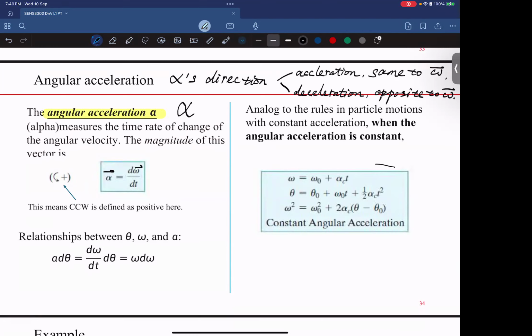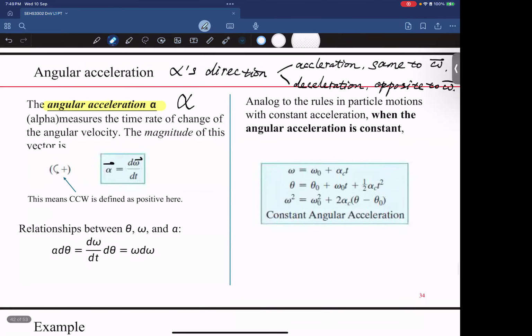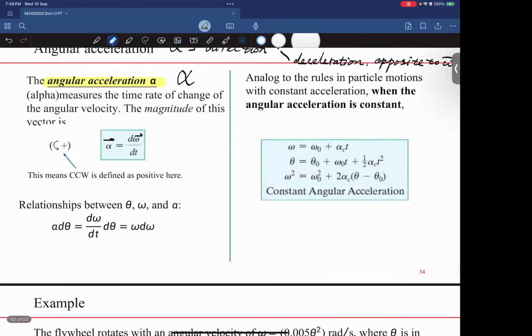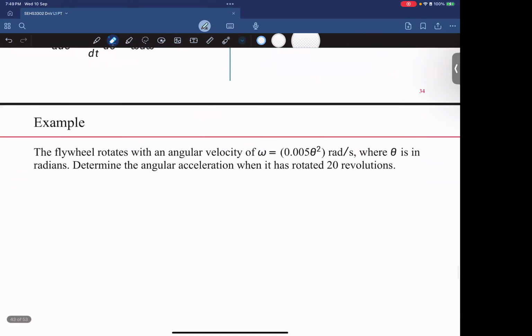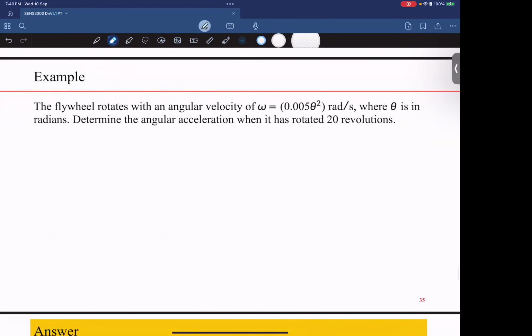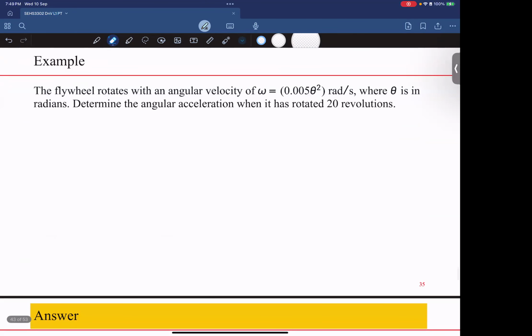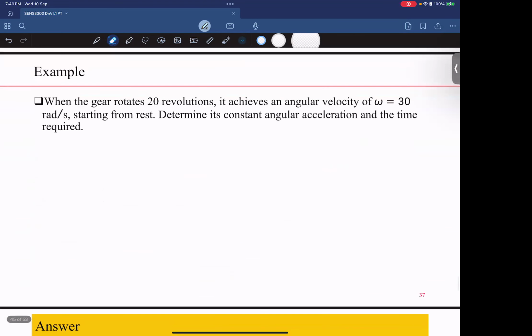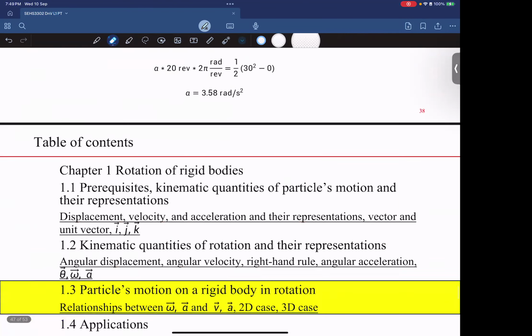For the analogy from linear motion, we just put this here. It has a little chance to appear in the test, but it's useful, so I just put it here. For this example, which is a bit problematic, we'll just leave it blank. It's not important, and we continue.